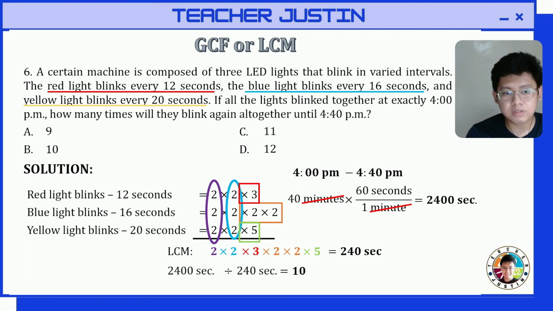Yan yung number of times na magbiblink lahat ng ilaw all together, sabay-sabay. So, to answer this item number 6, it will be letter B, 10. And that's it! Ta-da! Alright.